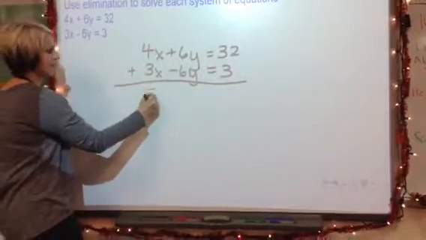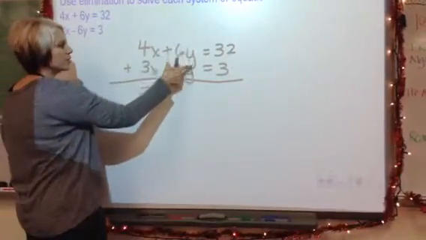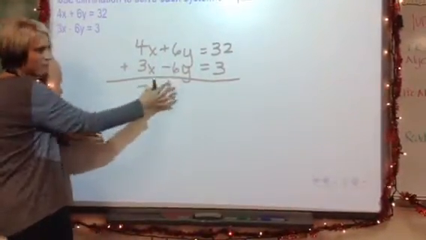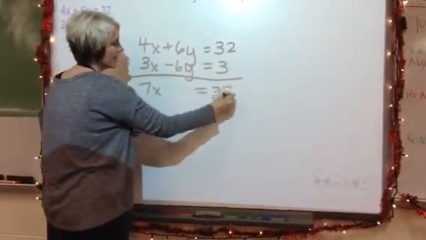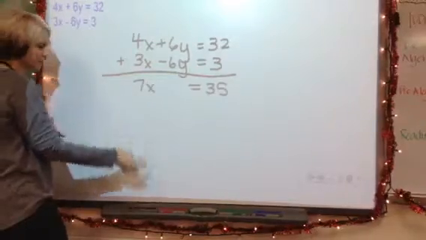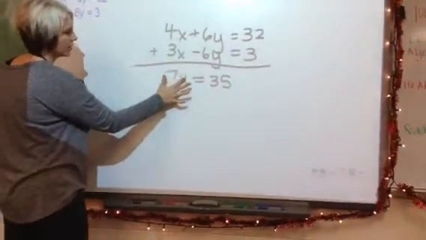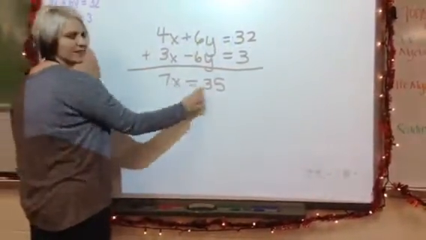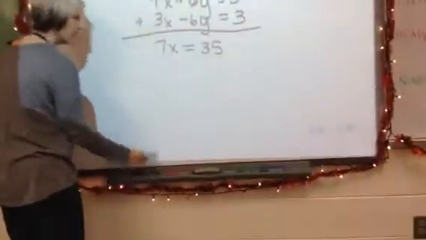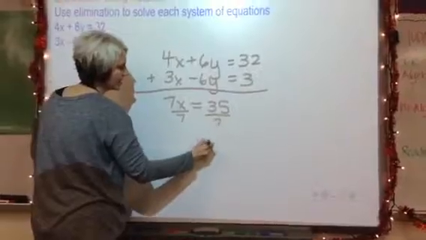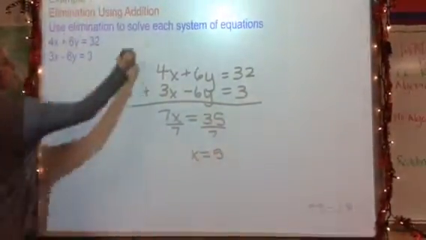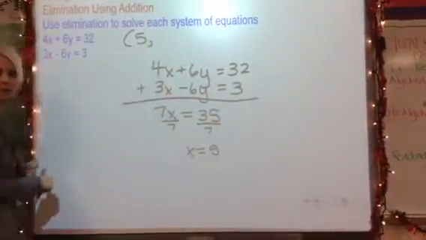4x plus 3x is 7x. 6y minus 6y is nothing, so I'm just going to leave that blank. Equals 32 plus 3, which is 35. Well, now I'm going to move this over a little bit, just so that I can have the 7x equals 35, easier to solve. So I now solve for x. Divide by 7, and I get x equals 5. So my x value is a 5.